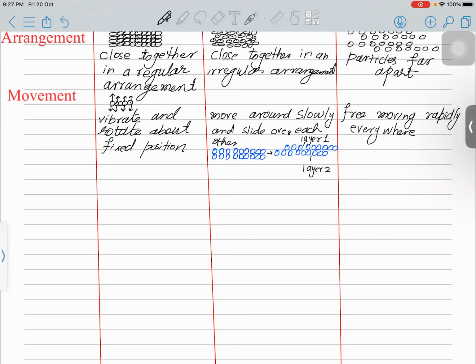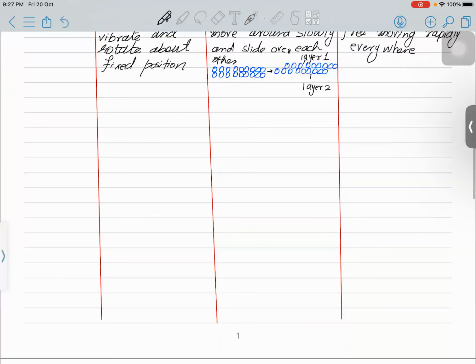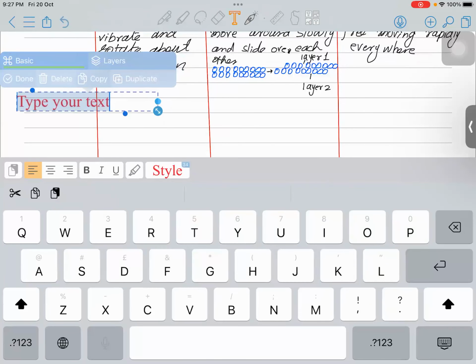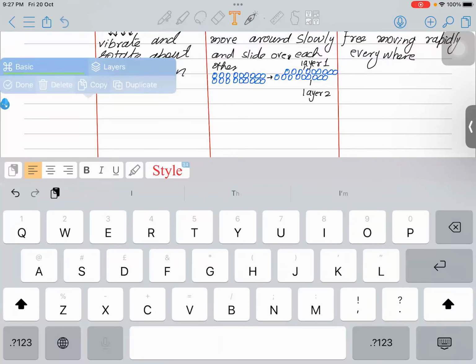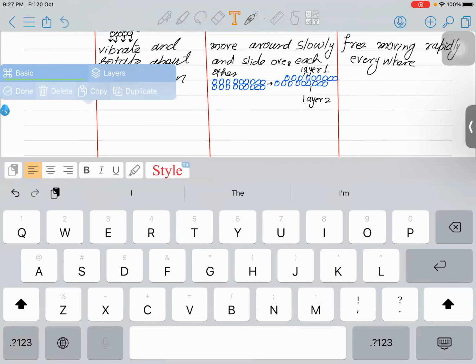Yes sir, it's called motion, like gas particles move randomly. So it's diffusion, also called Brownian movement, or you can say diffusion. Okay.